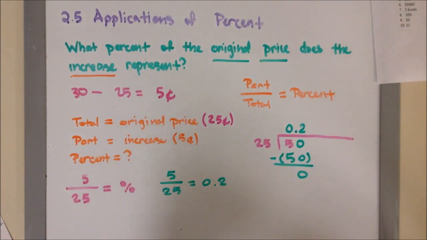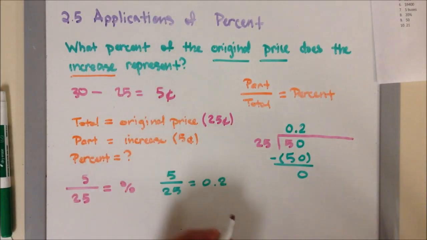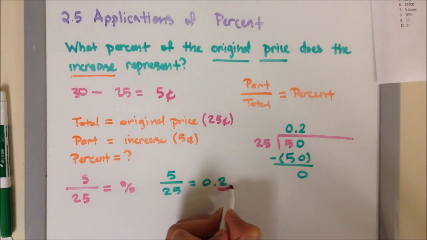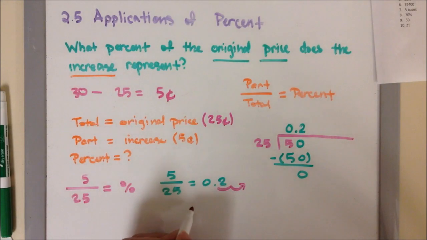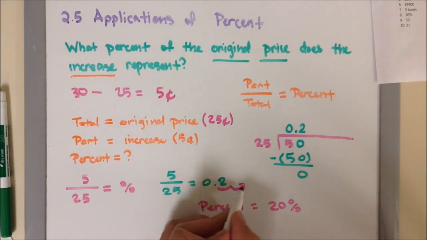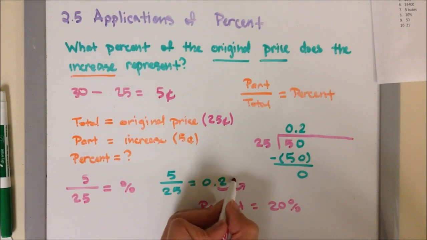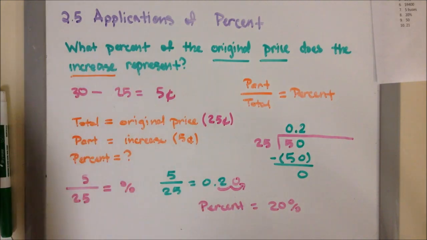Now if I were to convert this into a decimal, it's already in decimal. If I were to convert this into percent, it's going to go to the right 2 times. So my percent will equal 20%, not 2%, because I moved the decimal twice, and then this 0 goes in this place. So my final answer is 20% is representative of the increase.